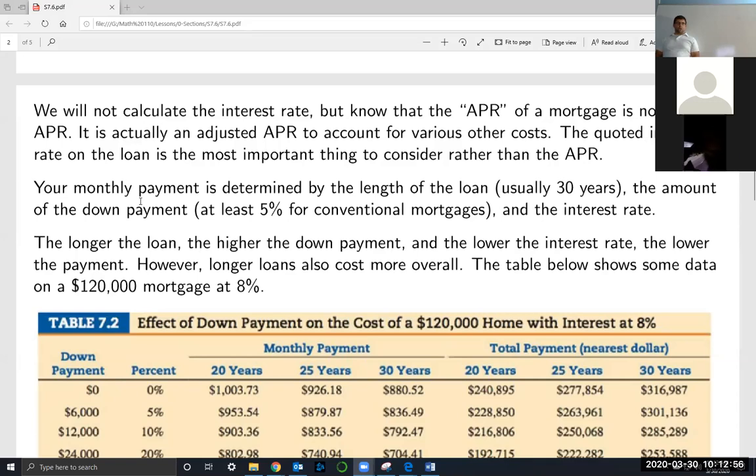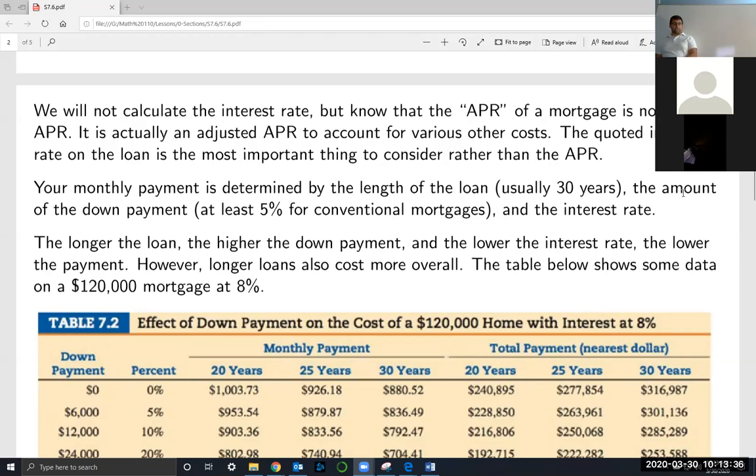interest rate. Monthly payment is determined by the length of the loan, usually 30 years. Sometimes they will do a shorter 15-year loan, so your payments are going to be a lot higher, but you also usually get a much better interest rate. But most people go for the 30-year mortgage. The amount of the down payment, at least 5% for conventional mortgages, and the interest rate. The longer the loan, the higher the down payment, the lower the interest rate, the lower the payment. However, longer loans also cost more overall.